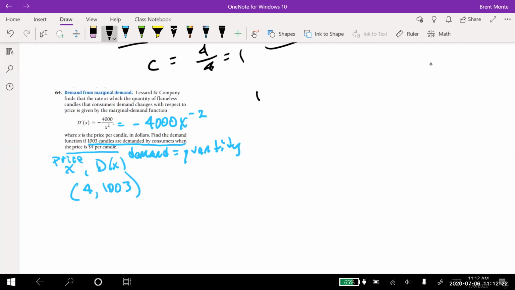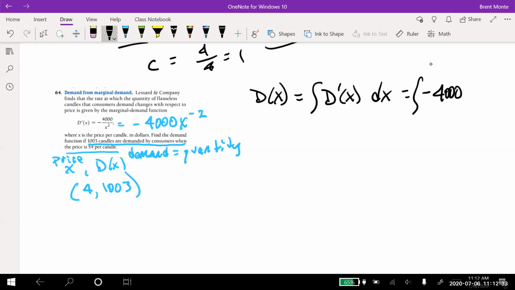And so now when I want to find my demand function, again, that's the antiderivative of the derivative of demand, which in this case is the antiderivative of negative 4,000 x to the negative 2 dx. Remember, I can pull the negative 4,000 out. That x to the negative 2, I add 1 to that. Negative 2 plus 1 is going to be negative 1. Multiplied by the reciprocal, plus c. This is my demand function.